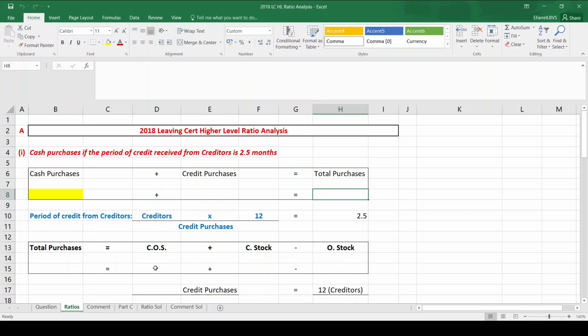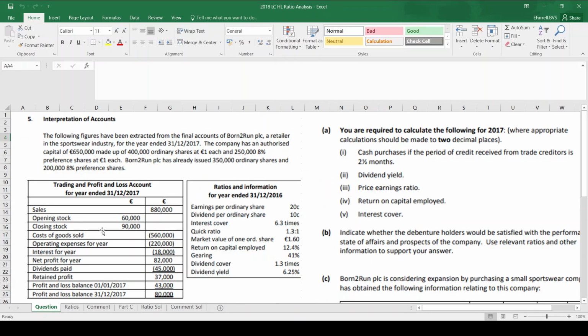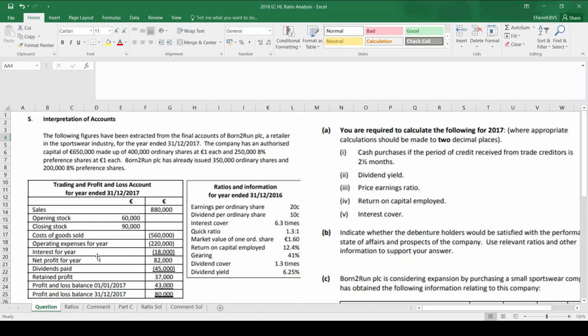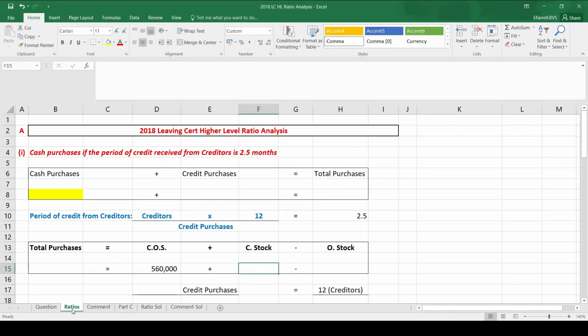So total purchases is equal to cost of sales plus closing stock less opening stock. So if I go to the question, my cost of sales or cost of goods sold is 560,000. And I'm going to add my closing stock, which is 90, and take away my opening stock, which is 60.